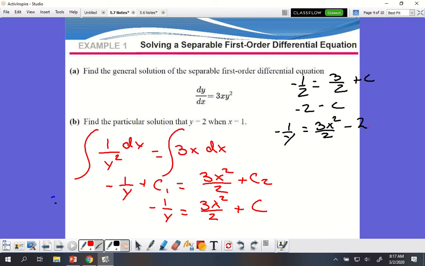PQ, did you guys get it yet? You distribute your y? Distribute the y. Multiply it all out. So there's a 2 right here, right? Okay. Multiply everything by y.